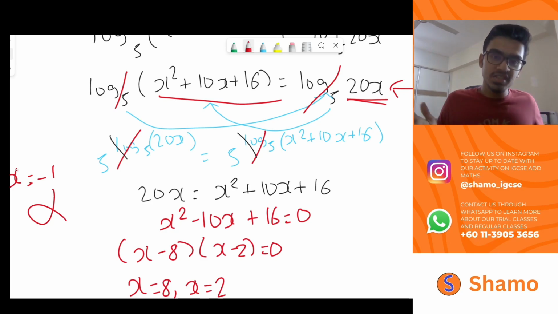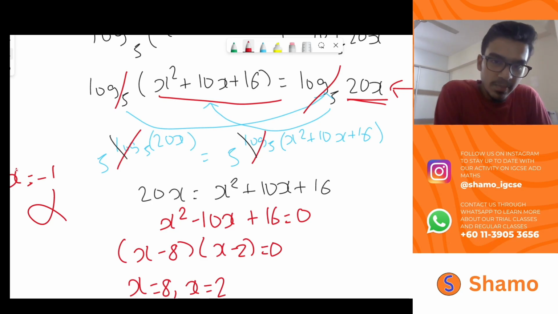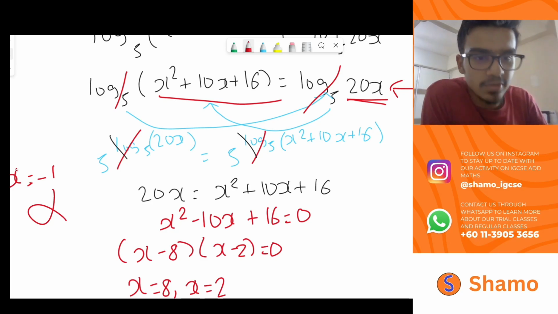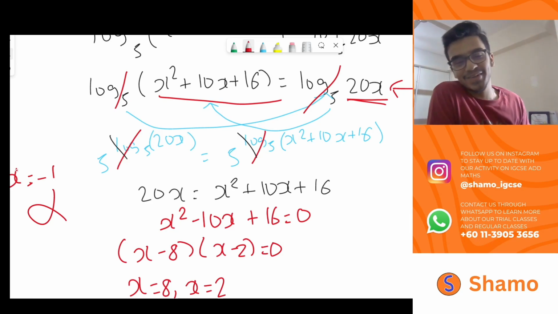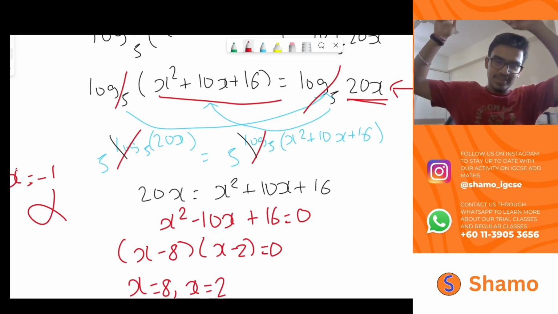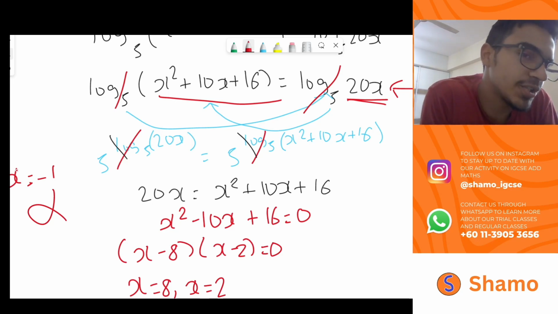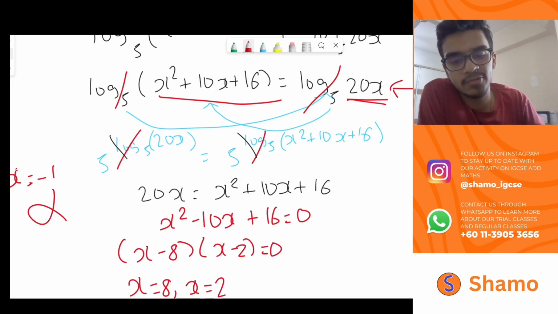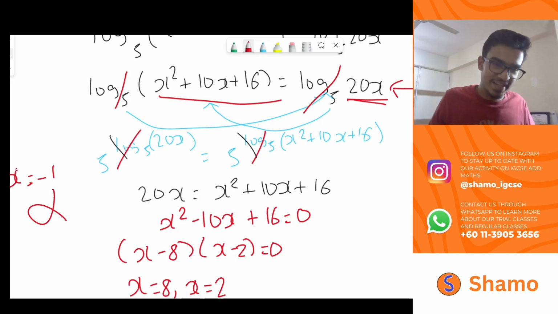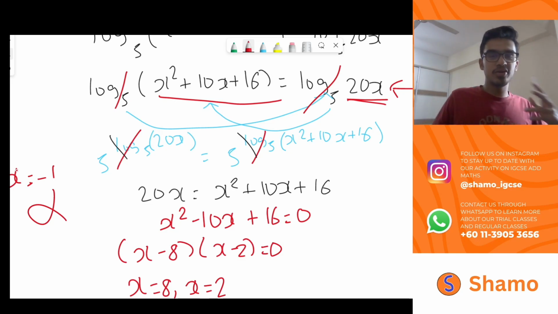So it was just simple. We used the multiplication law at the start. Then we just killed the logarithms, by taking log base 5 on both sides. And then it was a normal quadratic equation. But we just have to be a bit careful about whether we can accept both answers or not. Okay, let's move on to the next subchapter.